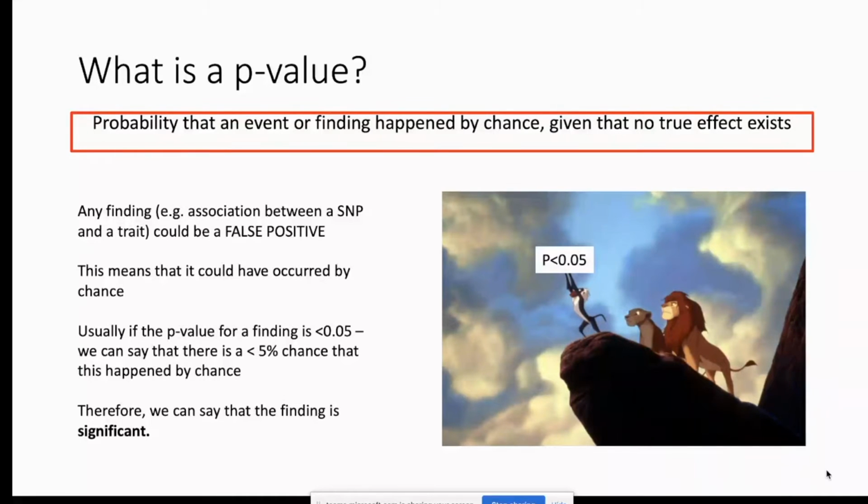Any finding, for example, could be a false positive. We could find that there's an association between a SNP and a trait, but this could be a true positive, or it could also be a false positive because it could have occurred by chance. However, if the p-value is less than 5%, so there's less than a 5% probability that it's an accidental finding, we say that it's significant. The threshold in science that we usually use is 5%. If the p-value is less than that, we say that it's unlikely that the finding was by chance, and therefore we accept that this is a likely significant finding.